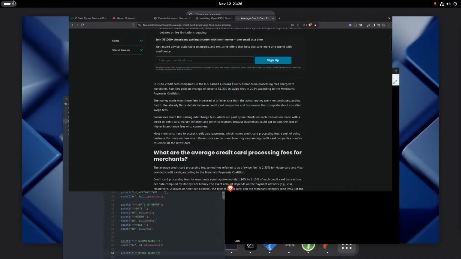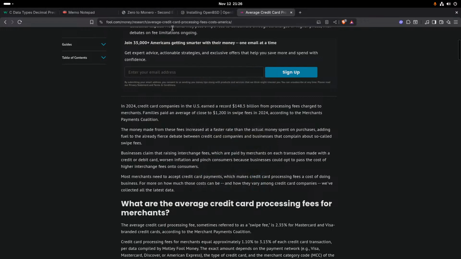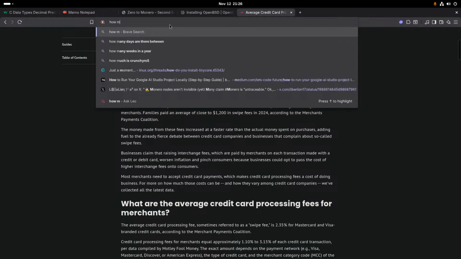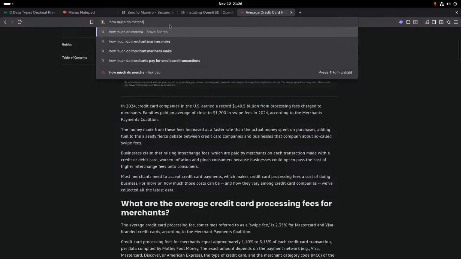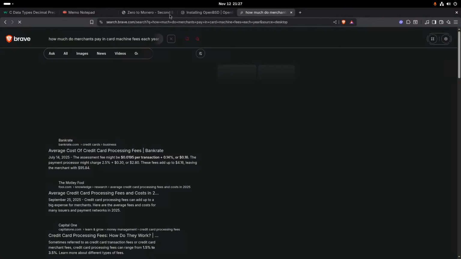Okay, so even if, say, merchants pay $1,200 a year, if you divide that by 12 months, that's $100 they pay in fees, paid in card machine fees. At least these are like guesstimates.